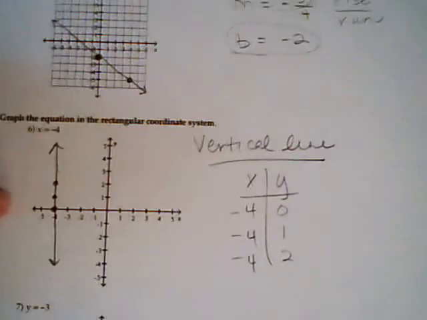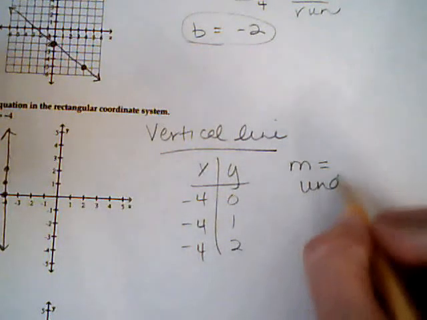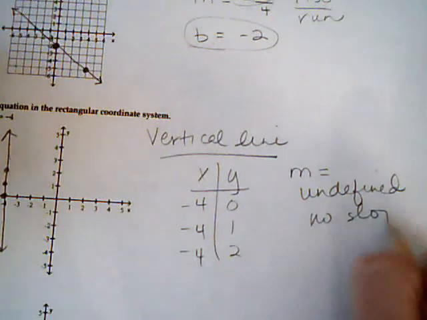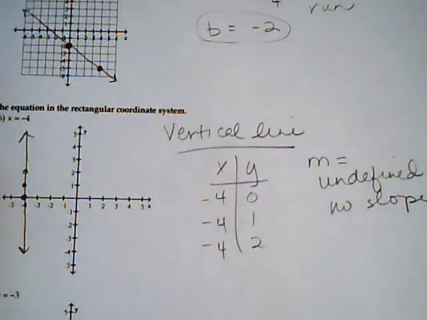Okay, so anytime you see x equal to a number, that's a vertical line. The slope of a vertical line is undefined. Okay, or sometimes we say that it has no slope. A vertical line would have an undefined slope.